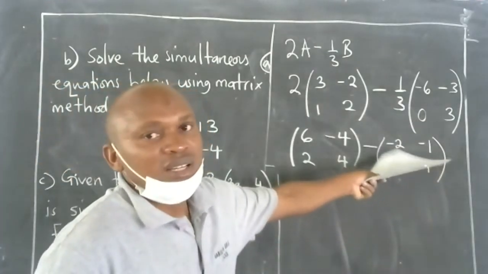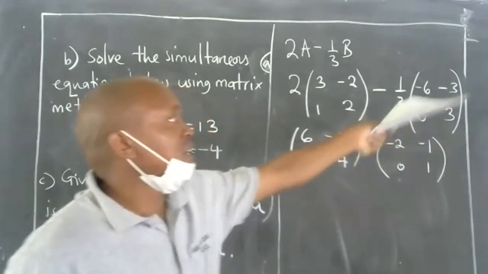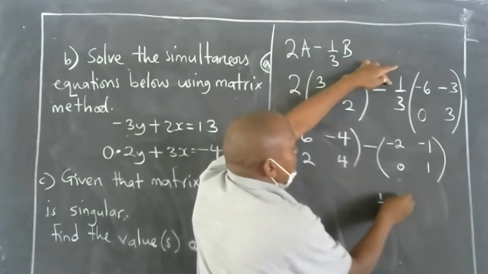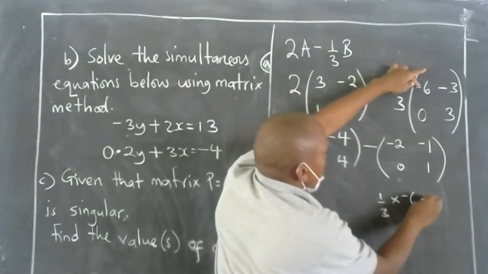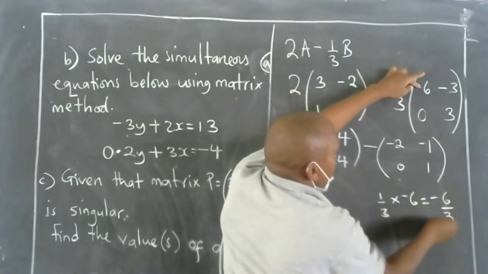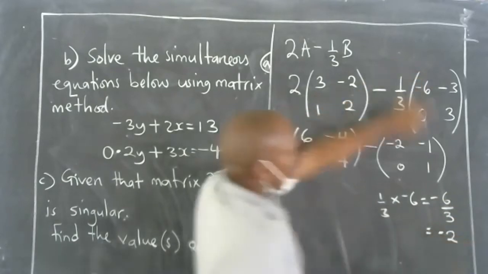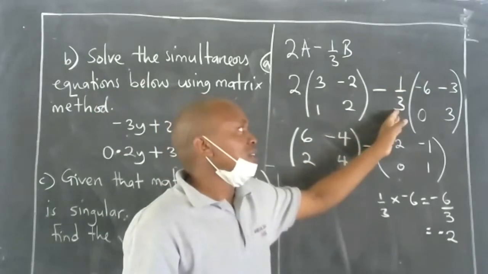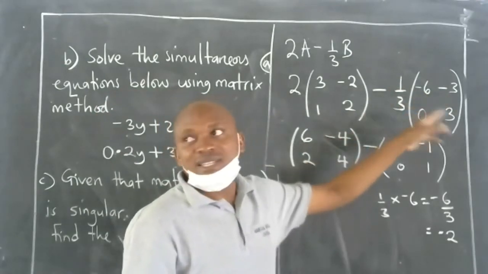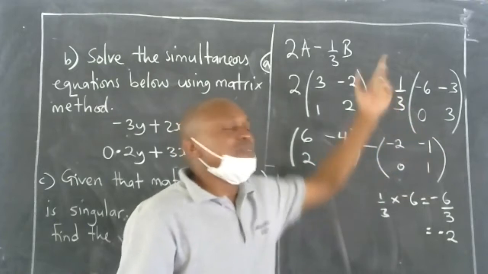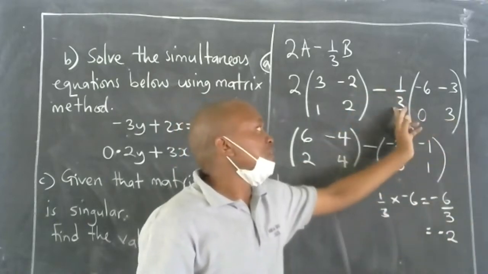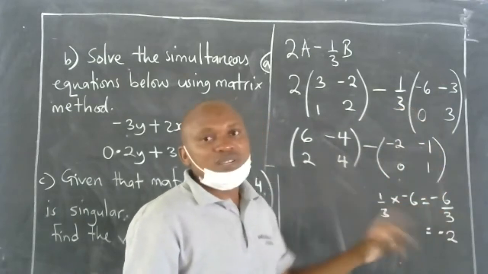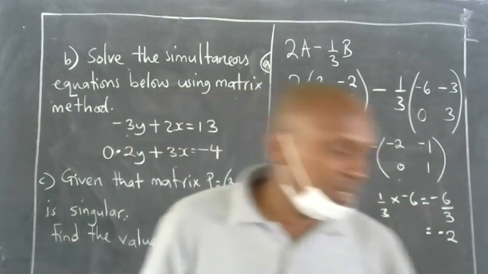We are getting this by multiplying. For example, I can show you one of them. This third times negative 6 is the same as negative 6 divided by 3, which is negative 2. That's what we are getting. We are multiplying this factor by each of the entries inside, and it's the same as dividing. For example, 3 divided by 3 is 1. Negative 3 divided by 3 is negative 1. That's what we have done for that part.